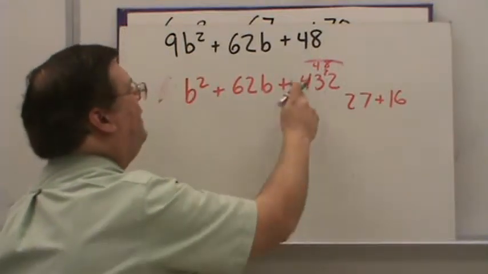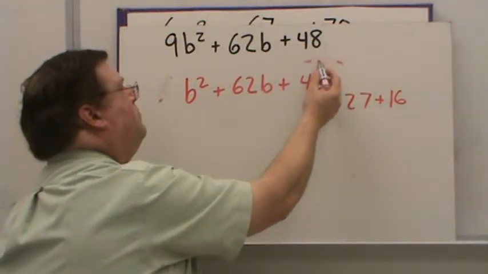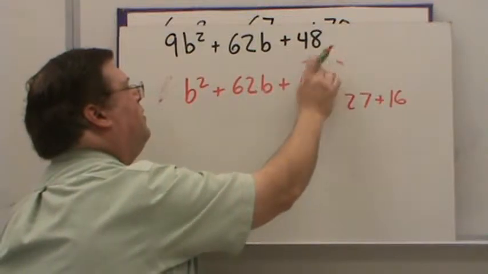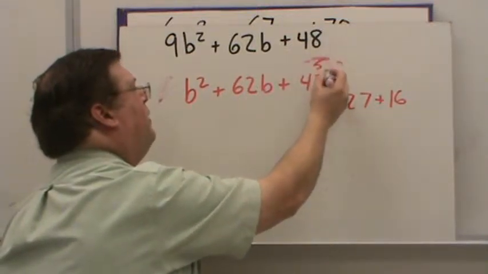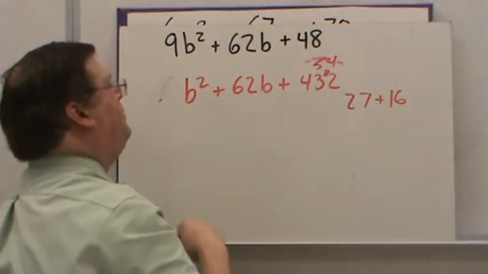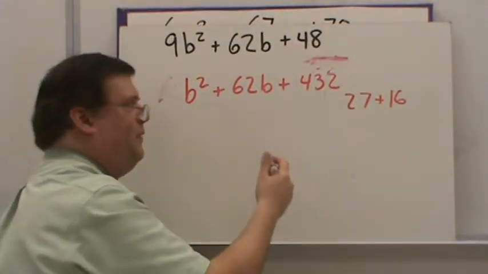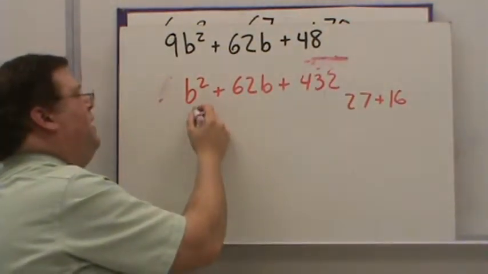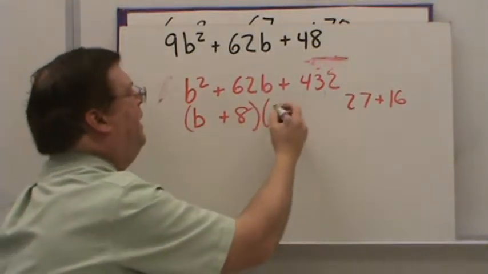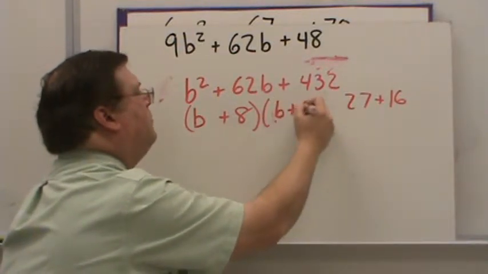Let's try 8. 5 times 8 is 40, we have 3 left over. So we get a 54. Does 8 and 54 add up to 62? Yes. So there is some guesswork here trying to find out the factors. I just figured out that I've got a positive 8 and a positive 54.